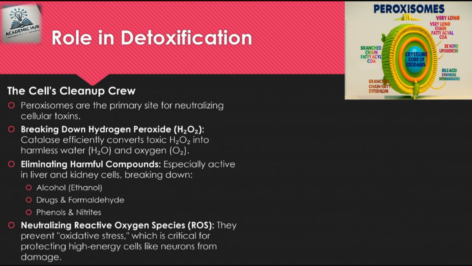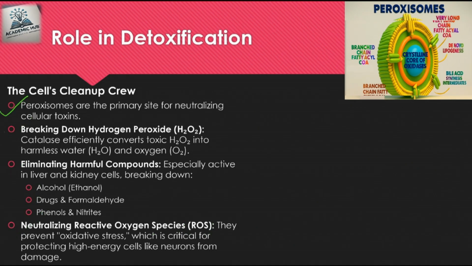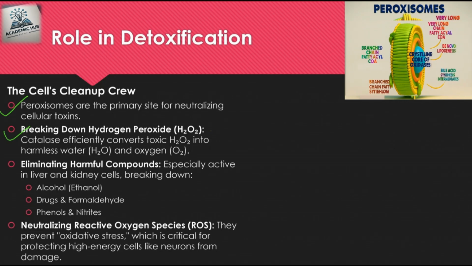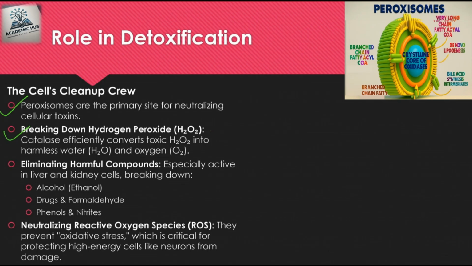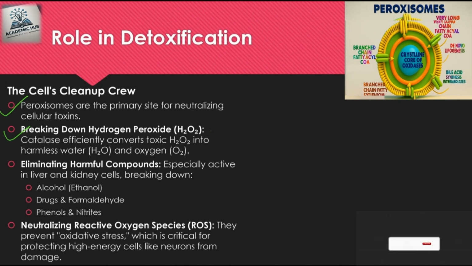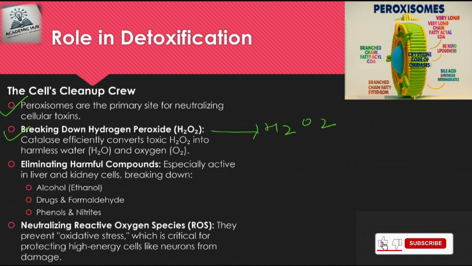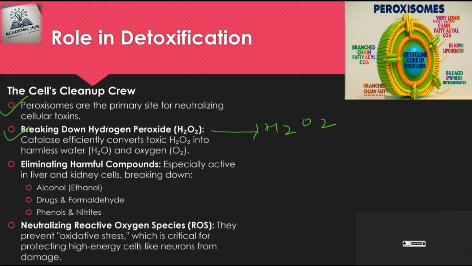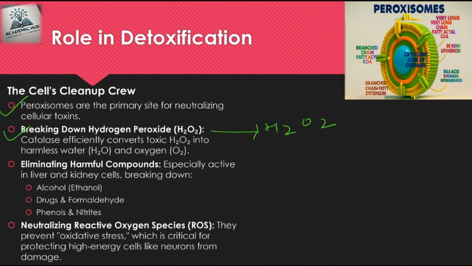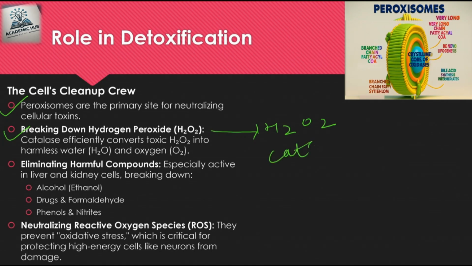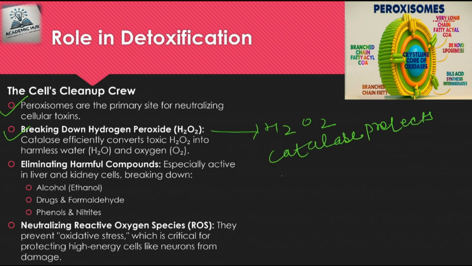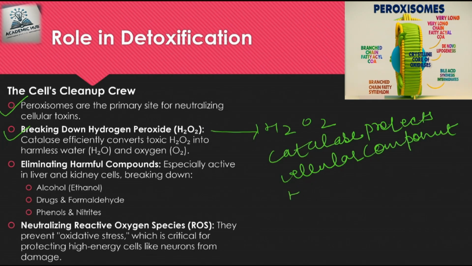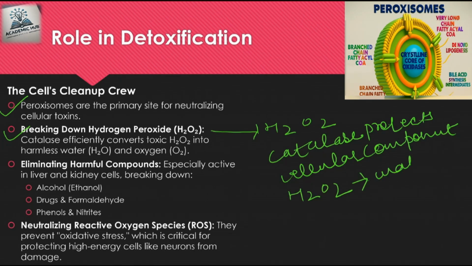Now we will know step by step. Breaking down of hydrogen peroxide: in what form does a peroxisome break down the hydrogen peroxide? Hydrogen peroxide is a natural byproduct of fatty acid oxidation and other metabolic reactions. The peroxisomal enzyme catalase protects cellular components by breaking down toxic H2O2 into water and oxygen.